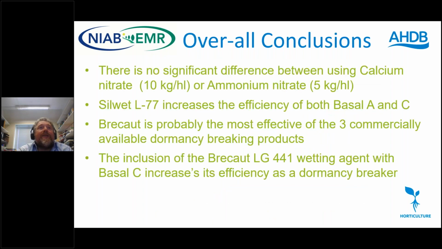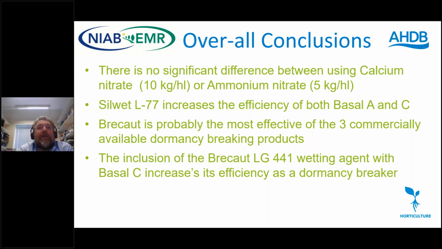So what does this mean? When we put everything together, we can say that there's no significant difference between using calcium nitrate or ammonium nitrate in the formulation of our bud breaker. And if we use Silwet L77, it increases both the efficacy of Basal A and Basal C as a dormancy breaker. Of the industry standard products we tried, Breakout is probably the most effective for dormancy breaking in blackcurrant.